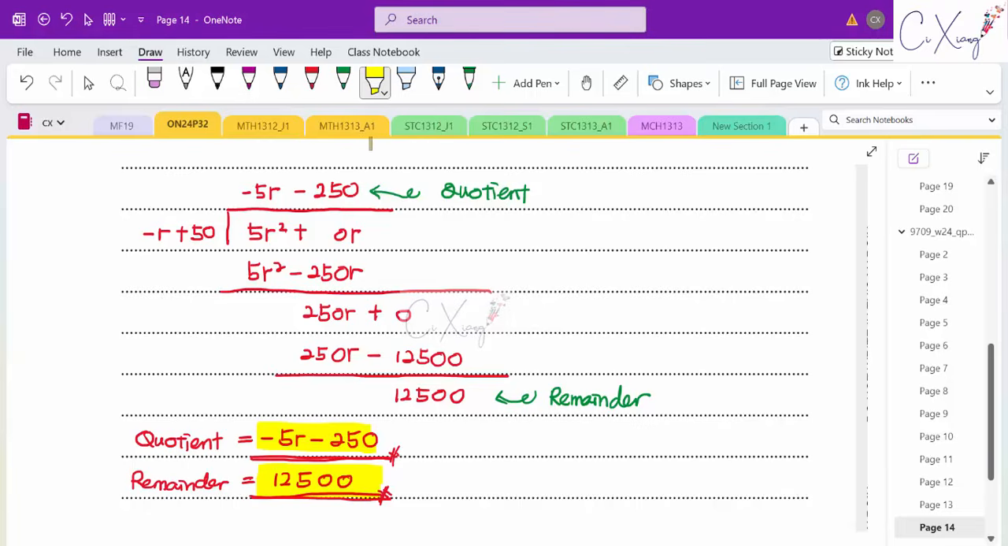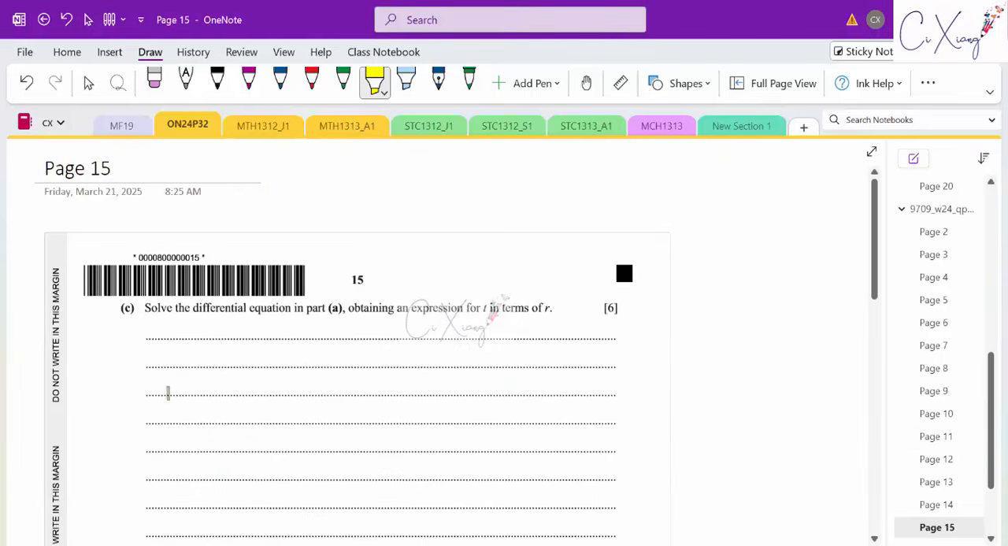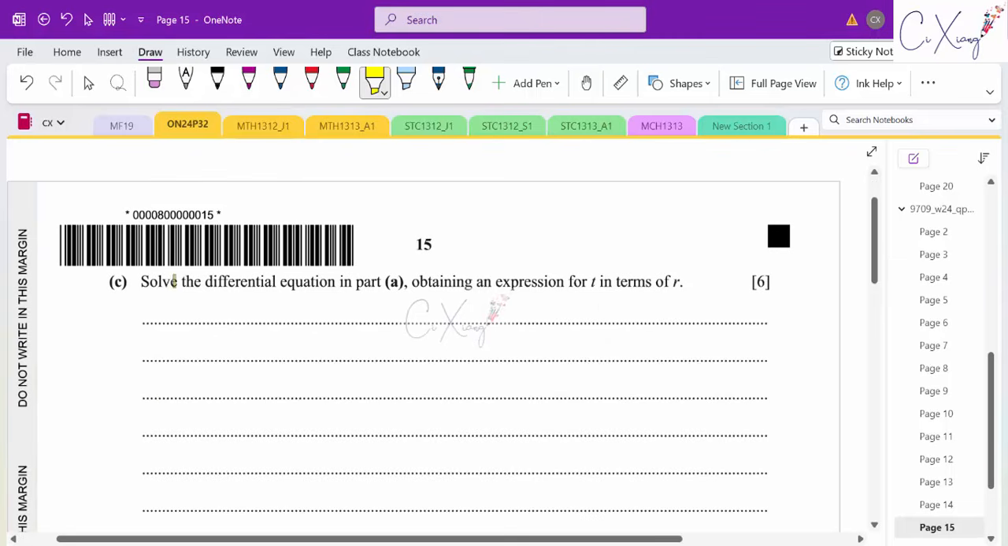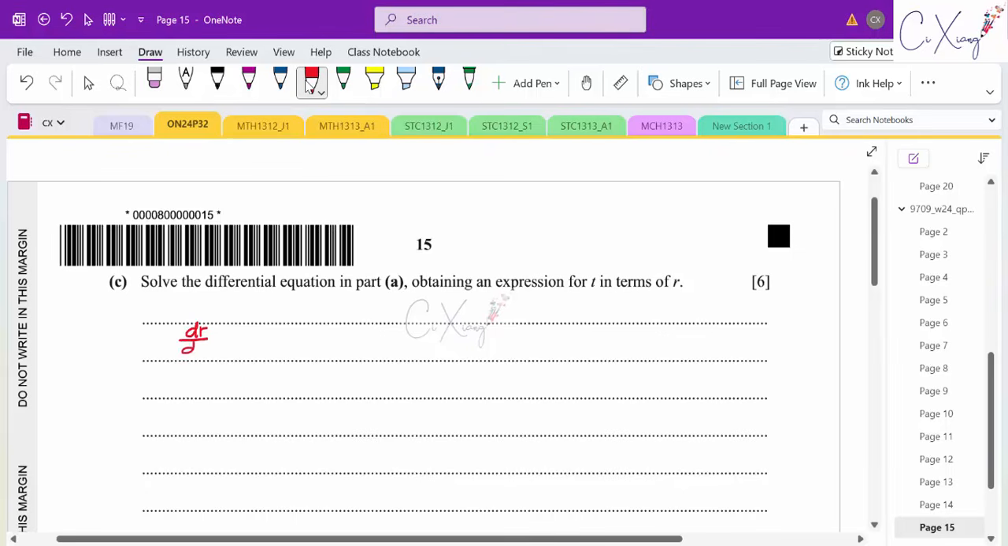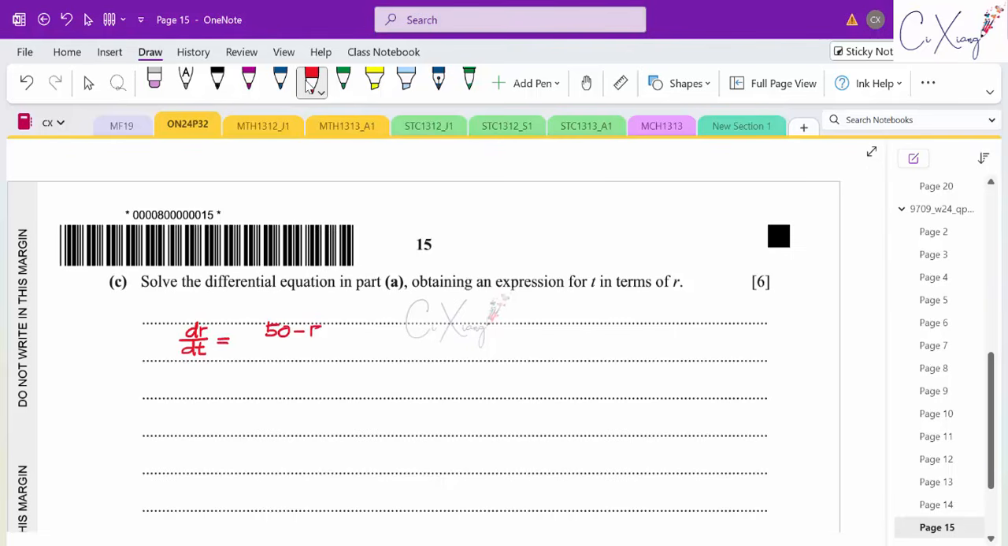Then let's continue to part C. For part C, they want us to solve the differential equation in part A, obtaining an expression for t in terms of r. So I rewrite again: what is the differential equation that I get in part A? I have dr over dt equals (50 minus r) divided by 5r squared.